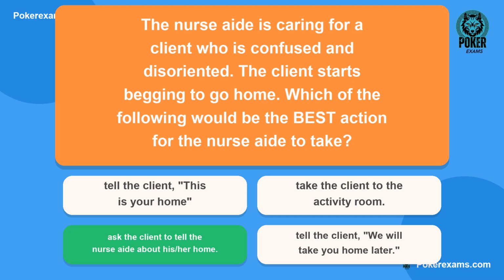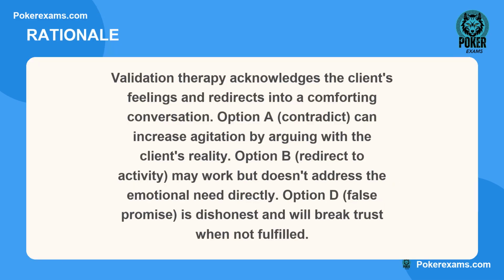The correct answer is C. Here is why. Validation therapy acknowledges the client's feelings and redirects into a comforting conversation. Option A, contradict, can increase agitation by arguing with the client's reality. Option B, redirect to activity, may work but doesn't address the emotional need directly. Option D, false promise, is dishonest and will break trust when not fulfilled.